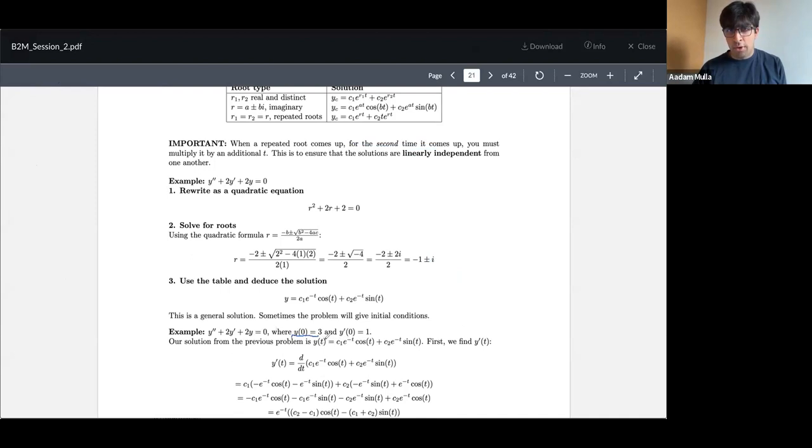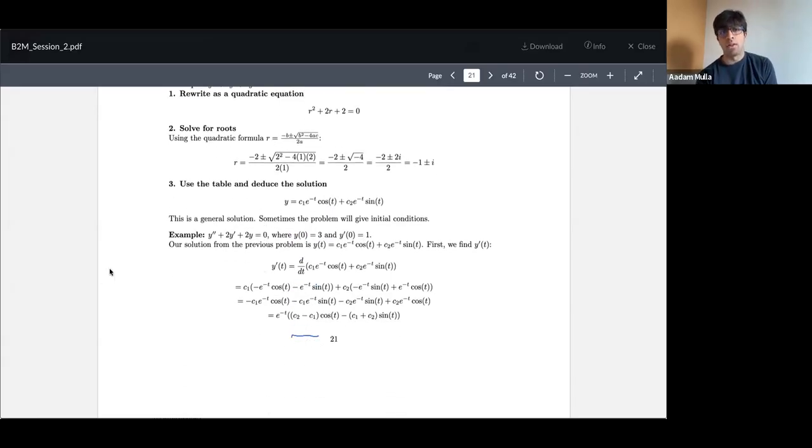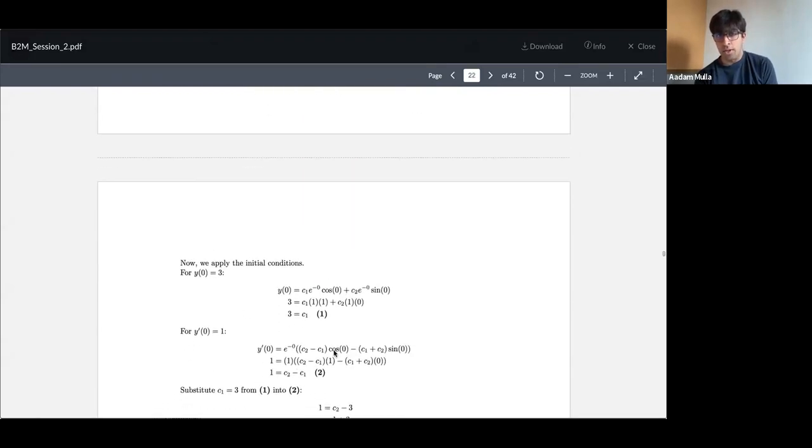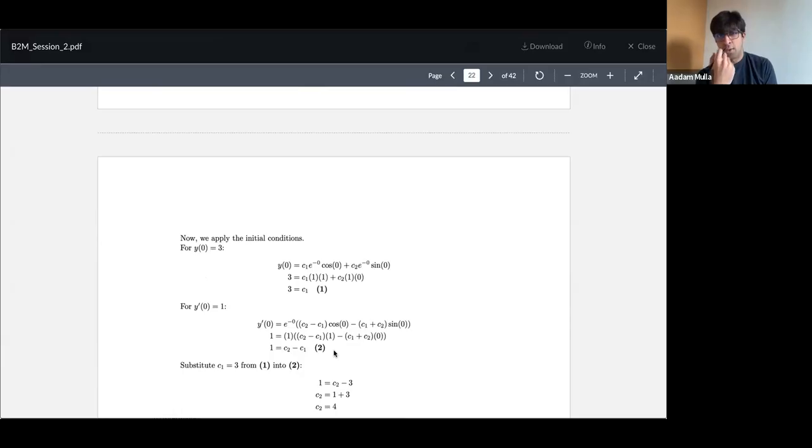So y of 0 being 3 means if you plug in 0 for t, e to the -0 becomes 1, cosine of 0 becomes 1, so we get c1 equals 3. Then to solve for c2, we need to use the second condition, which is that y prime of 0 equals 1. To take the derivative of this is a bit annoying, a bit messy, but at the end of the day, this placement test may have a lot of arithmetic on it, so just be prepared for that. And then you solve for c1 and c2. It's just a system of equations.